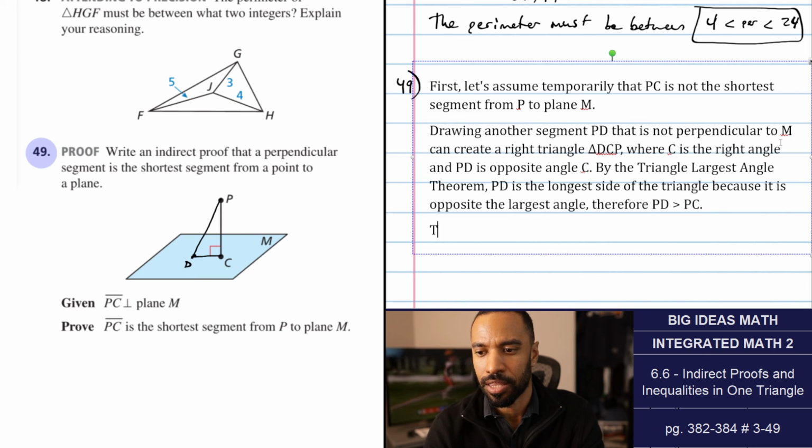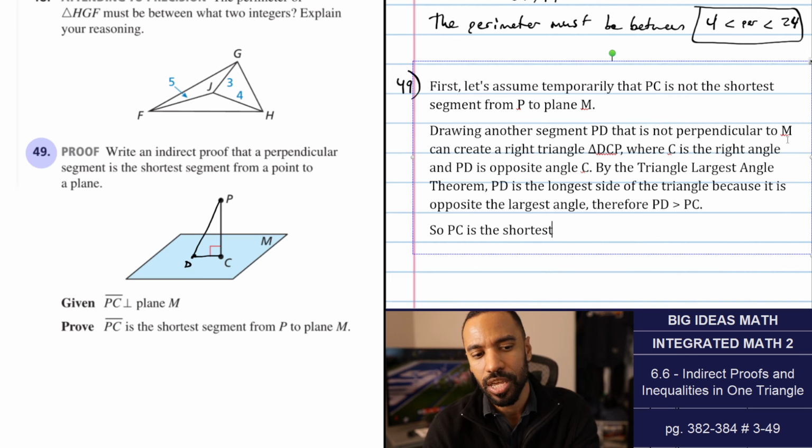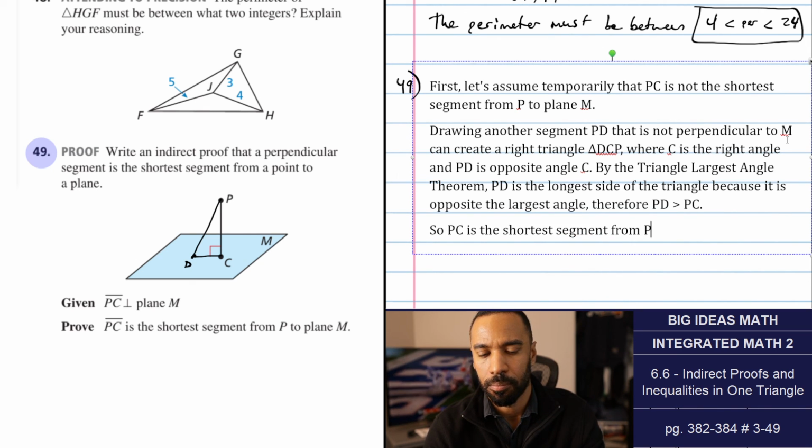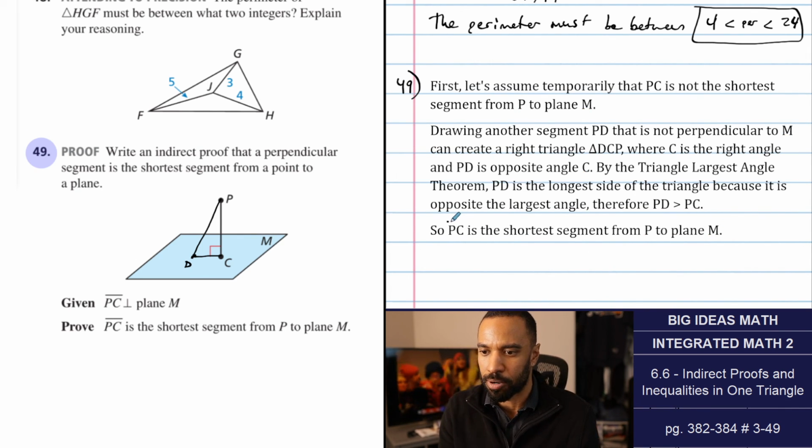So PC is the shortest segment. So basically, any other segment that's not perpendicular will be longer. That's what I'm saying. Any other one that you do will be longer if it's not perpendicular. PC is the shortest segment from P to plane M. And all I'm going to do from here is just put in some segment bars. Segment PD is the longest side. I got to keep those the same, PD and PC like that.